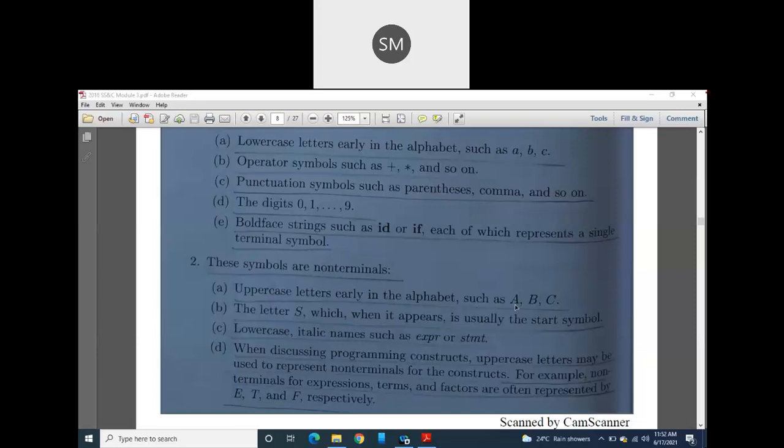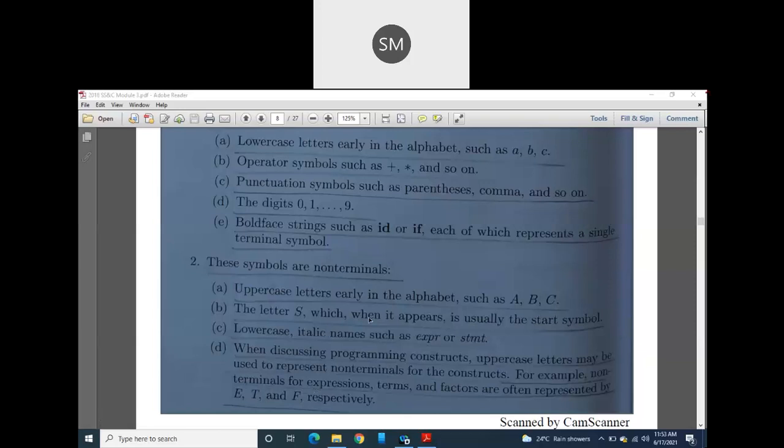uppercase letters. Okay, so sometimes if you want to use some names directly instead of these symbols or alphabets, you can use those names, but they will be written in this textbook in lowercase, particularly in italics. So wherever you look at lowercase words or statements in italics, they are also called non-terminals, right? For these expressions and statements like names, if you want to represent them again with alphabets only, then you can use alphabets like capital letter E for expression, capital letter T for term, and capital letter F for factor. These are just one example I am telling you. These may also be non-terminals.